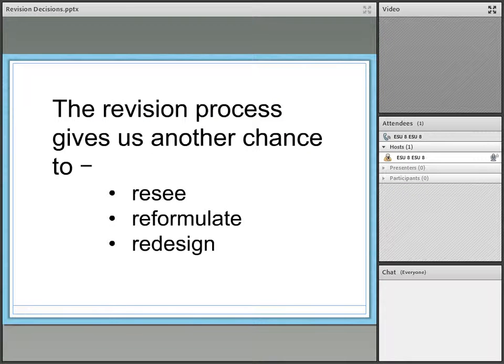As you can see on this slide, the revision process gives us another chance to re-see what we've written, reformulate what we've written, and perhaps even redesign what we've written by moving one piece to another, to make it easier for us to read and digest and get that visual picture in our mind as we read that writer's piece.